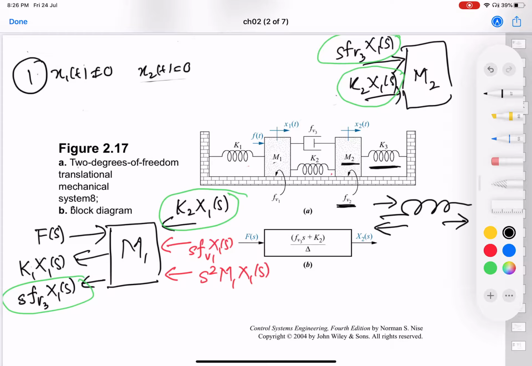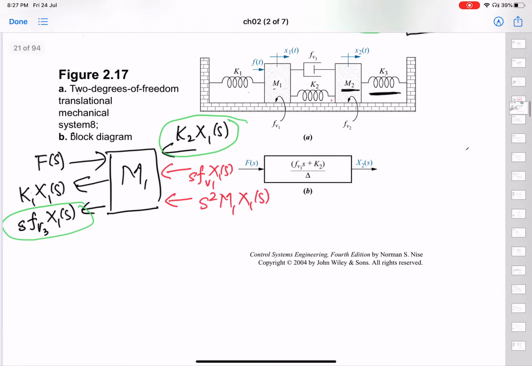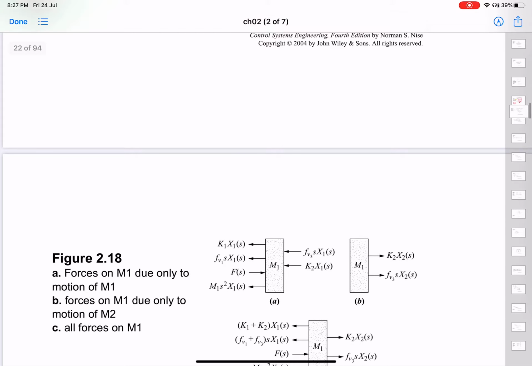So I hope this is clear. It's very important to understand this. This is a very basic and fundamental concept when you try to solve mechanical systems. So if you have understood this, I think we can see that the two cases can be drawn like this, the way we have drawn that, right?